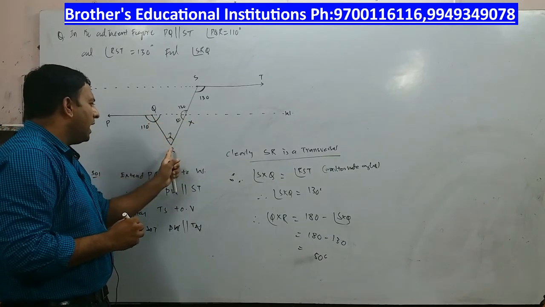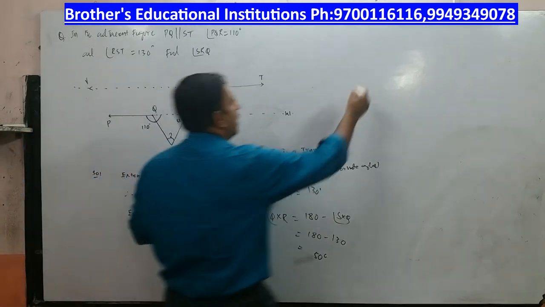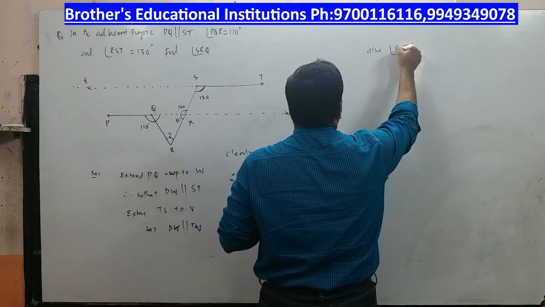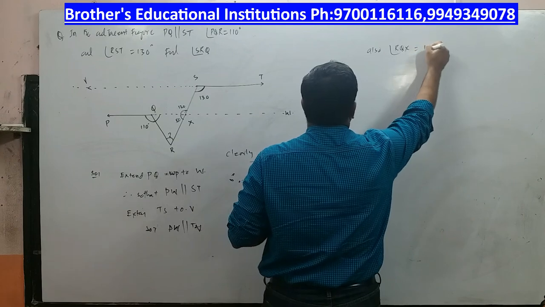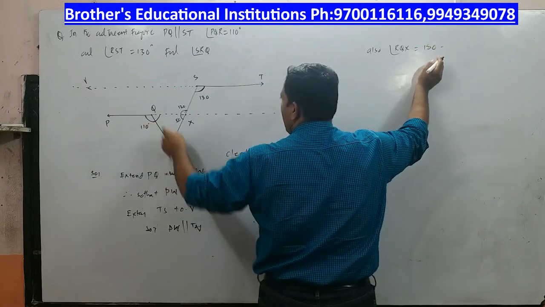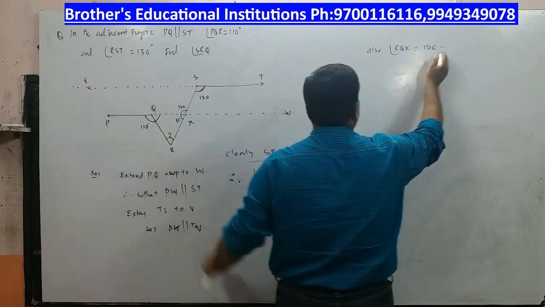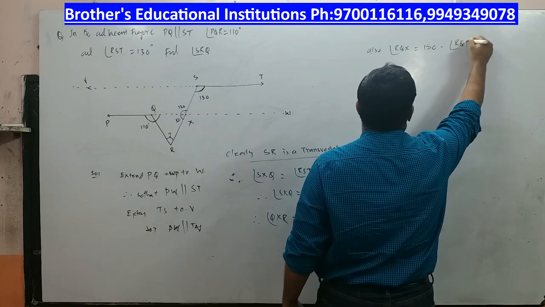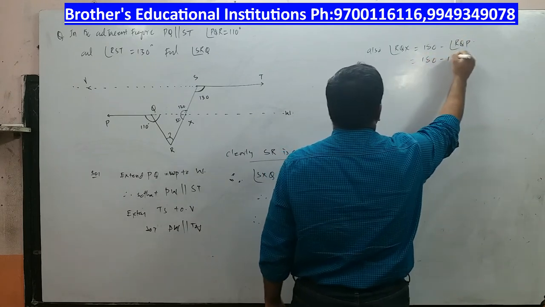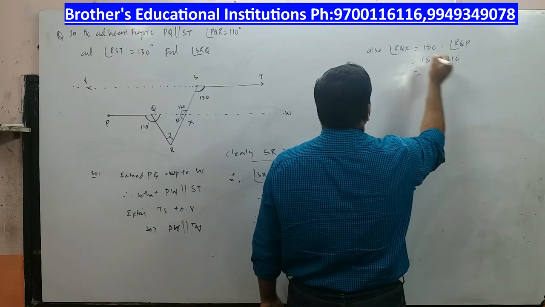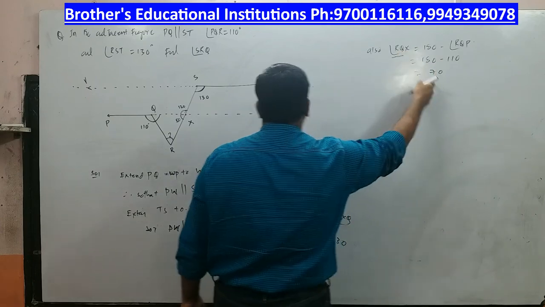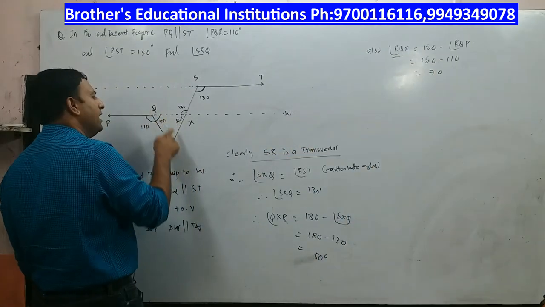Now I have to find this angle. What is this angle? Angle RQX. Also, angle RQX is equal to 180 minus angle RQP, which is given to you, so 180 minus 110. What is 180 minus 110? 70. Angle RQX is equal to 70. So this is 70, this is 50.